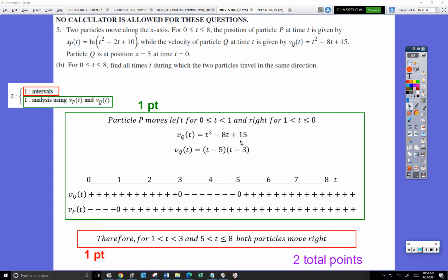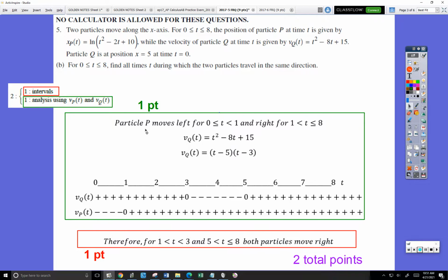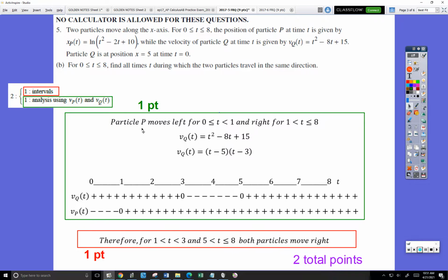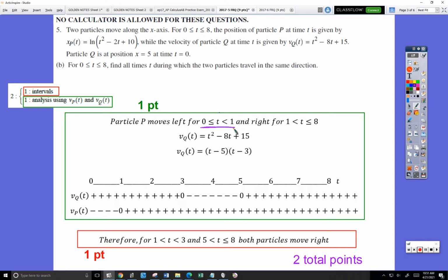This is 5b. From time 0 to 8, find all times during which the two particles travel in the same direction. So in part A, we figured out that particle P moves left from time 0 to 1, and right from 1 to 8. We've got to figure out what particle Q is doing.